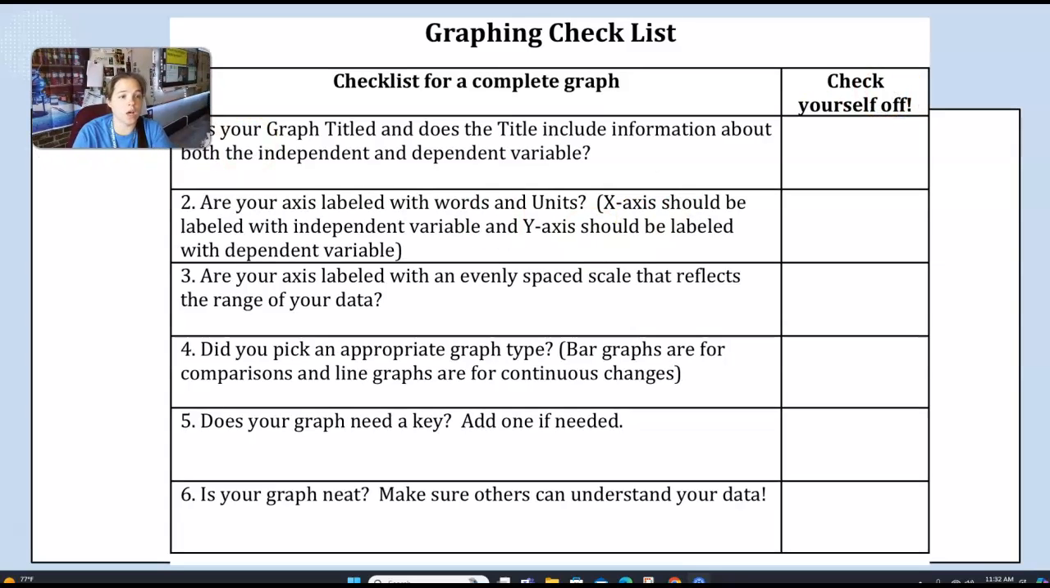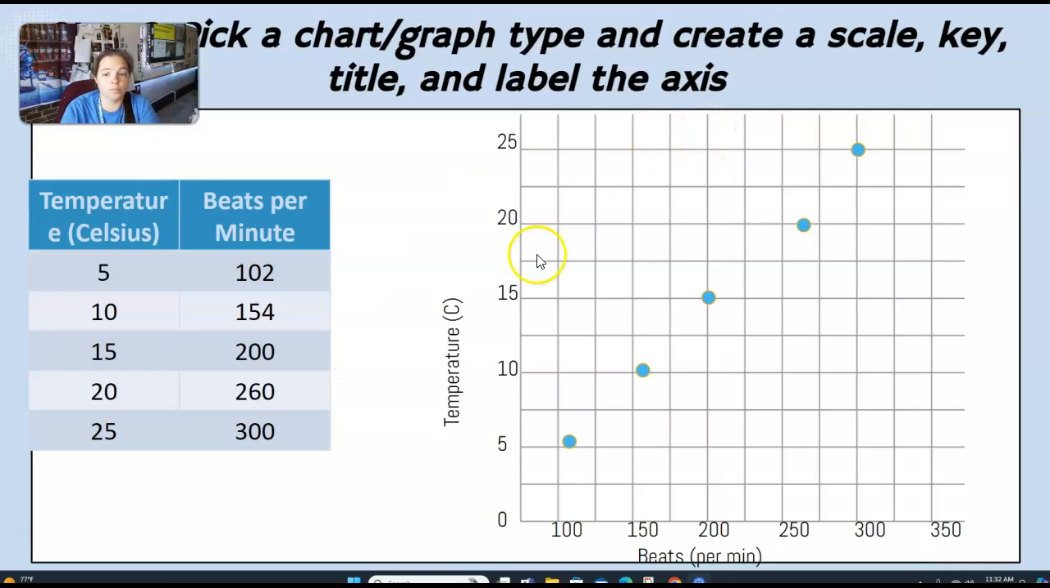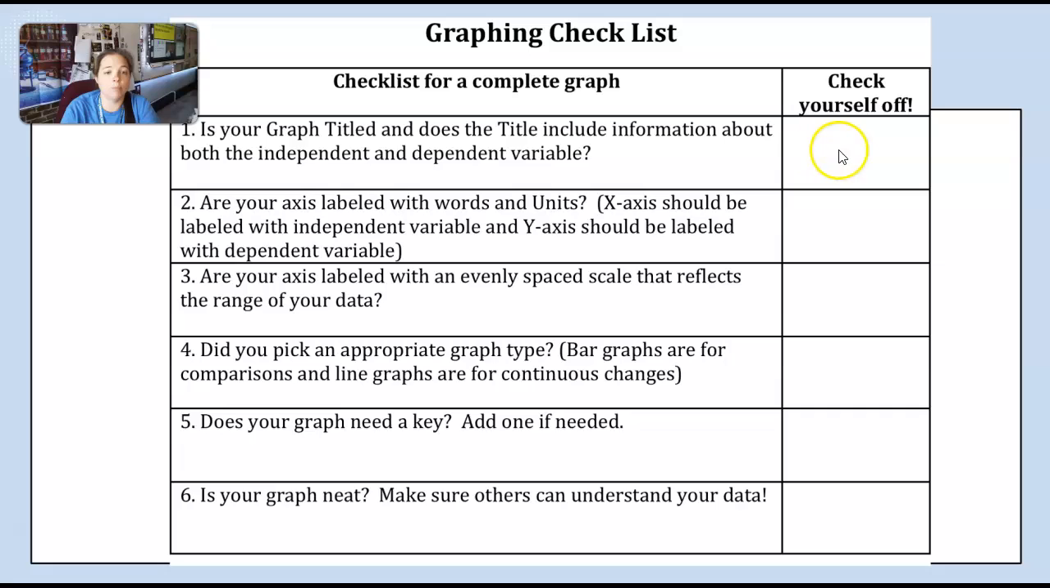One of the things I think would be great for you is looking at this checklist. Check it off as you go. Make sure you have a title for your graph. I didn't put a title on that graph. It would have been temperature versus beats per minute, right? Make sure you have that.